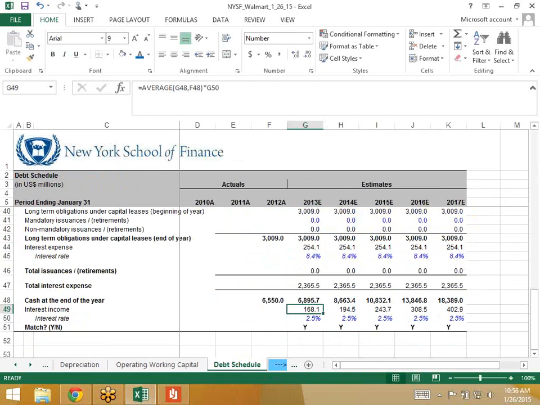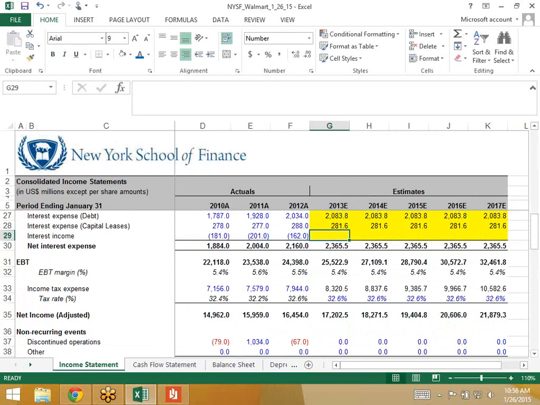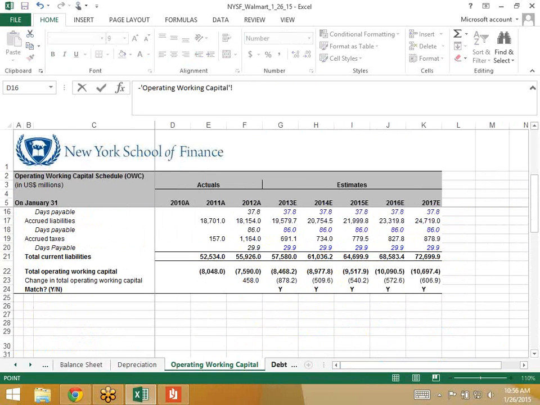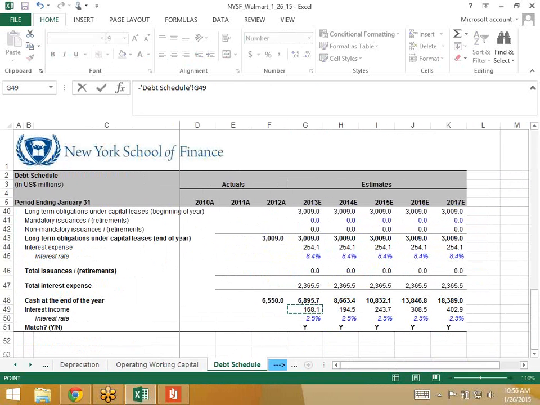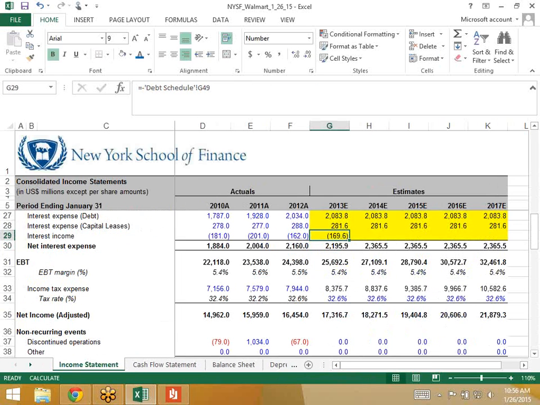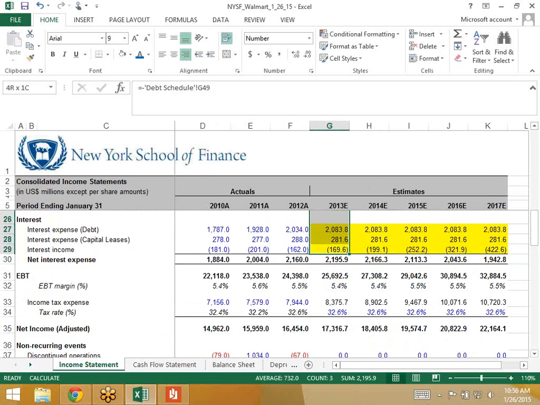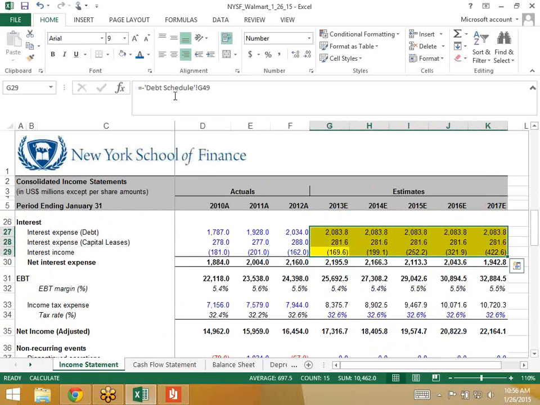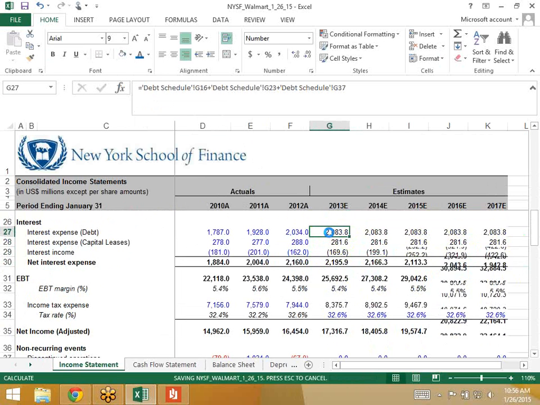So now we link this in to the income statement. Notice on the income statement, we're showing income as a negative because it offsets the expense. So I'm going to pull this in as a negative from the debt schedule, negative 168.1. I'll copy this to the right. I'll take the highlights out. The model's done.